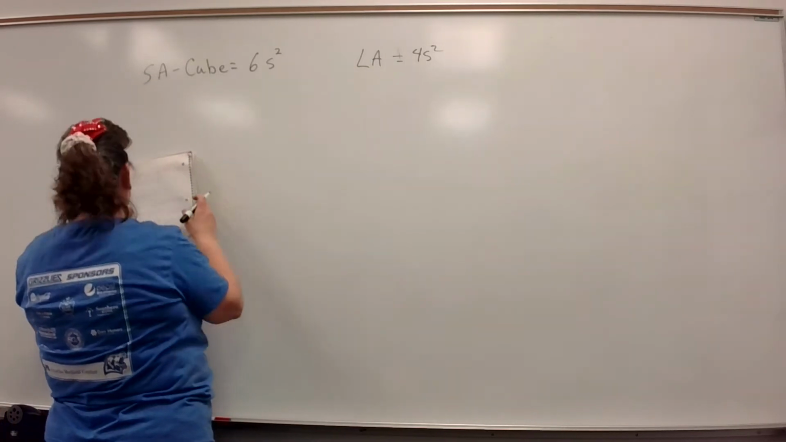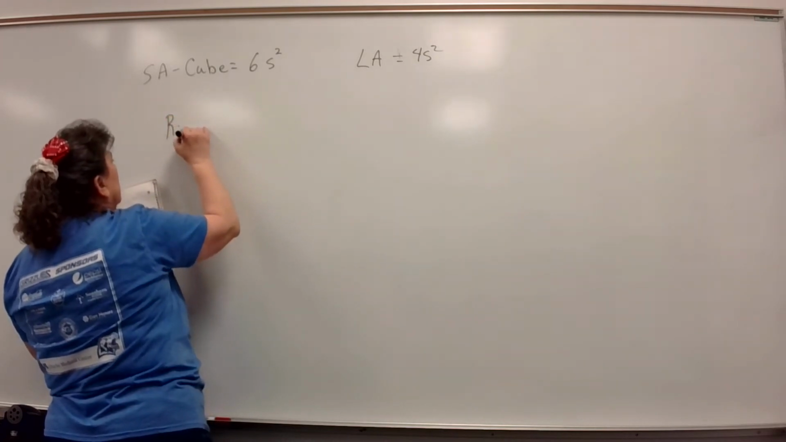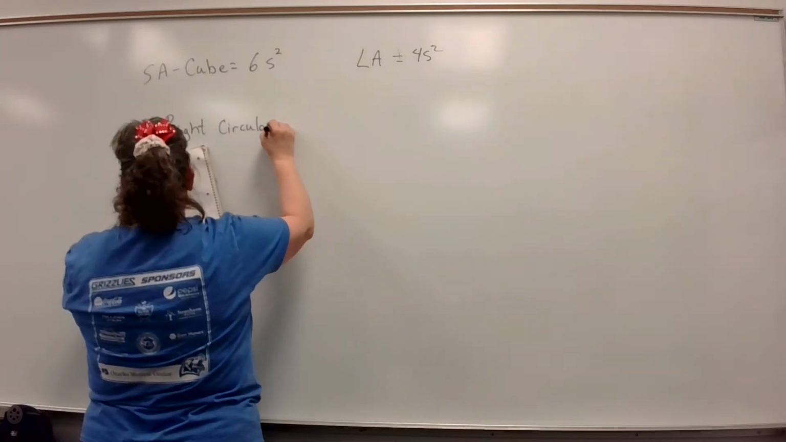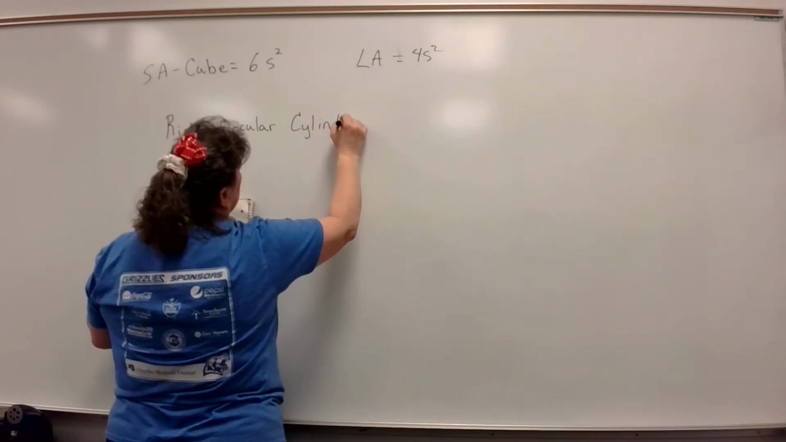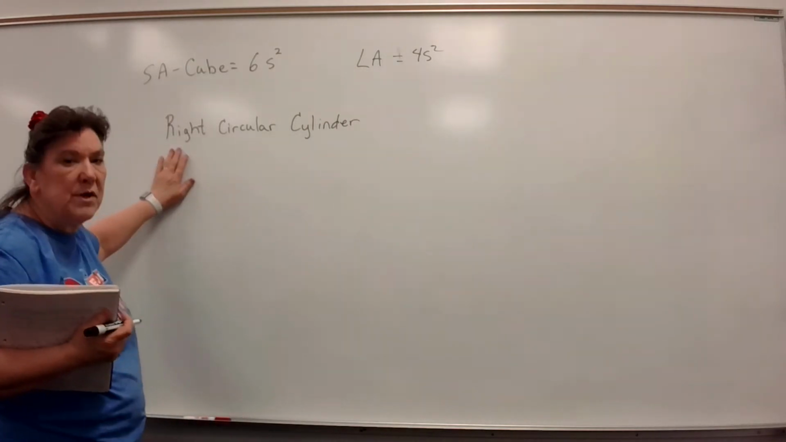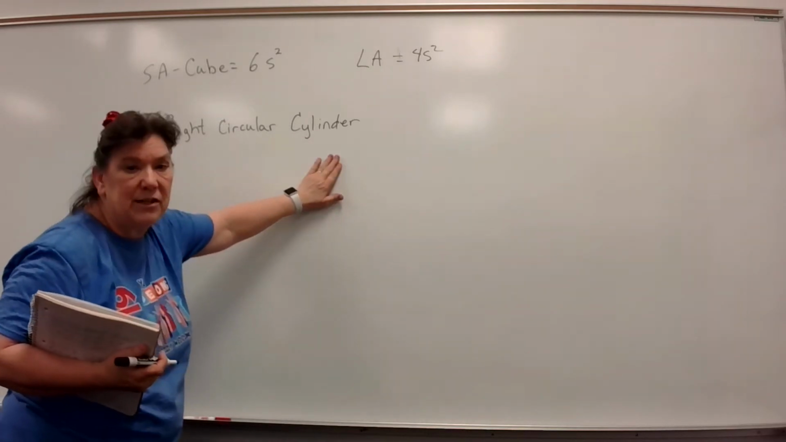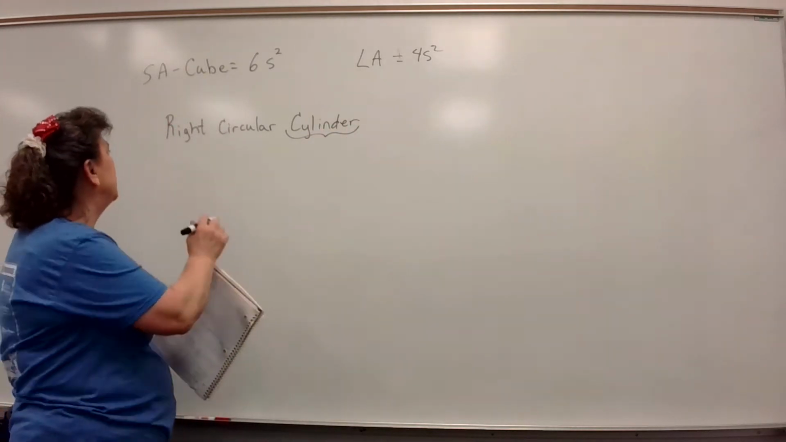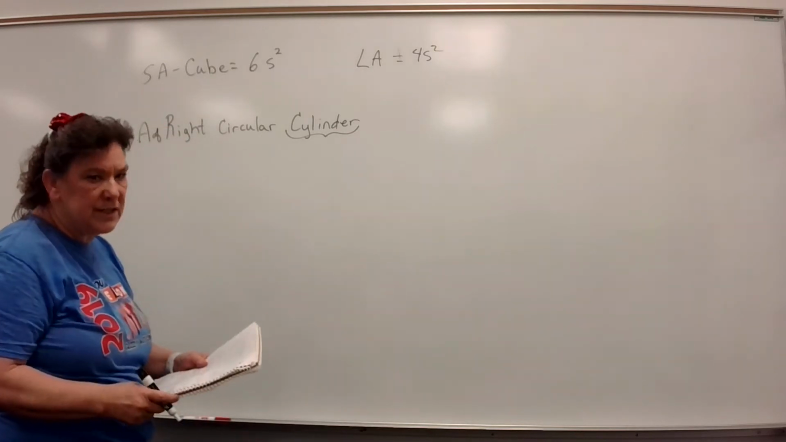Well, we already did that one. Let's look at a right circular, or just a cylinder. We usually just call this a cylinder, but its fancy name is a right circular cylinder. And your homework, because they go into real true official names, they will probably call it a right circular cylinder. But we usually just call these cylinders. So what is my surface area of a right circular cylinder?